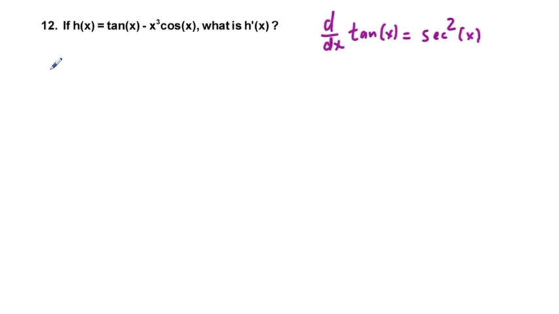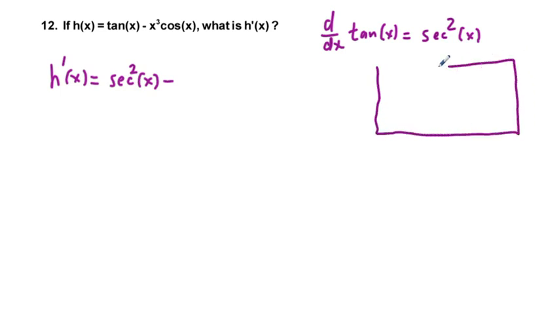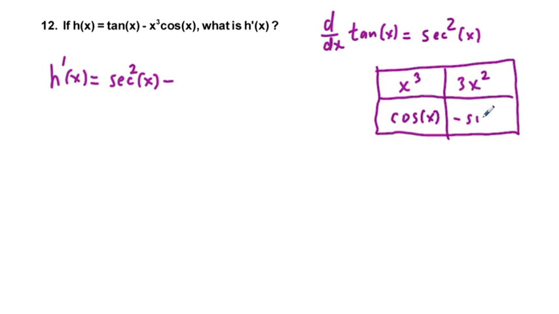So anyway, h prime of x is equal to the derivative of tangent x, which is going to be secant squared x, then minus, and now we have this product of two functions here, and it's going to be a product of x cubed, and the derivative of x cubed is 3x squared, and then cosine, and the derivative of cosine x is going to be negative sine x.